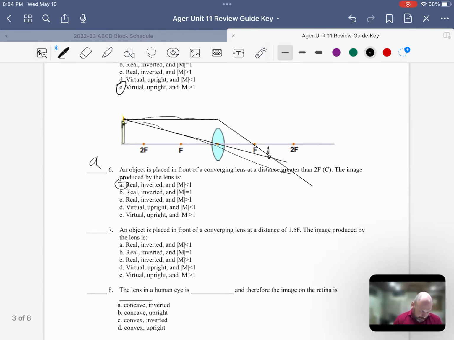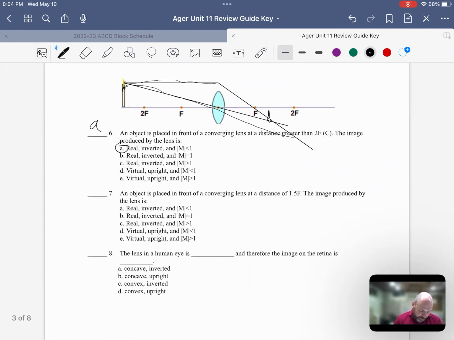Number 7: the object is placed in front of the converging lens at a distance of 1.5 times the focal length. What does that mean? In front of the lens, over here, we've got the object at 1.5. I know that one's tough to place, but it's in here. That is going to give us a projector, so that is going to be greater than, right there.